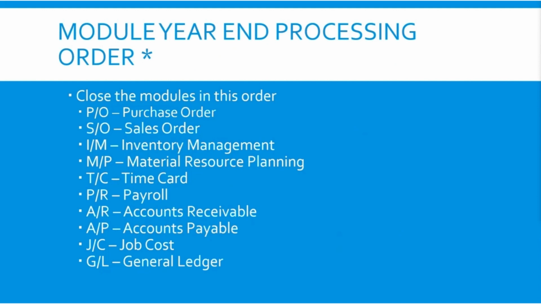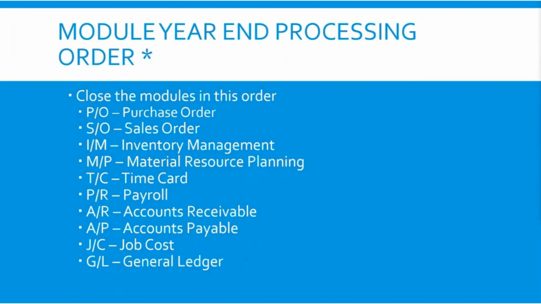You want to close the modules at the bottom because they post to modules going up the tree. The purchase order module posts to inventory, to accounts payable, and up to the general ledger module. The sales order module posts to accounts receivable, to inventory, and up to the general ledger module. So if you ran the year end for accounts payable first, and had that in 2024, but your PO module was still in 2023, and someone posted a transaction into 2023, it wouldn't allow it to post up through accounts payable because that's already closed.